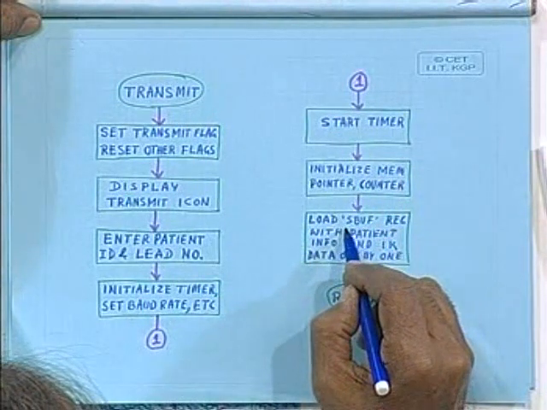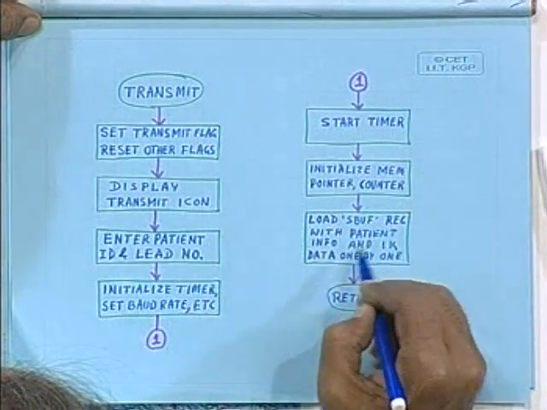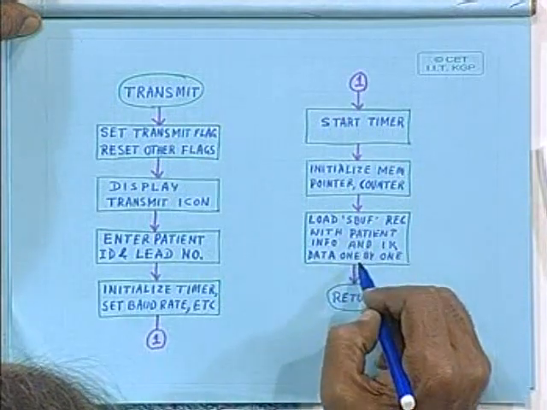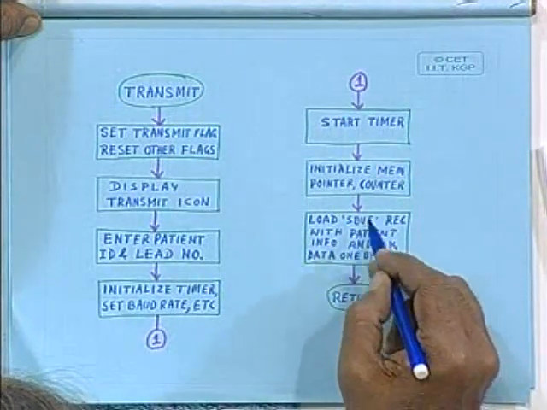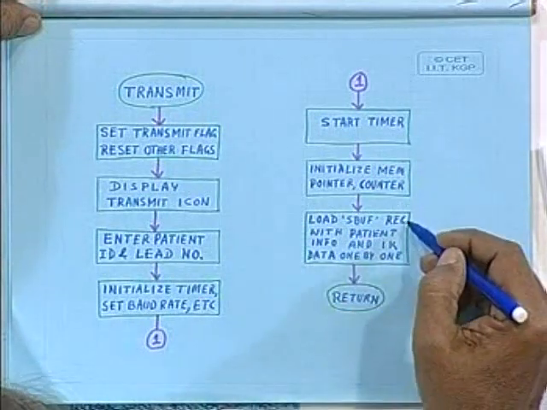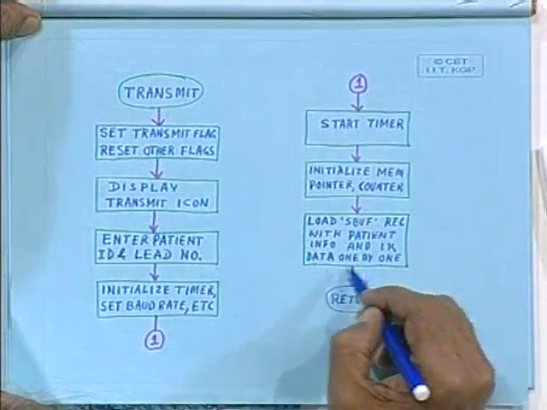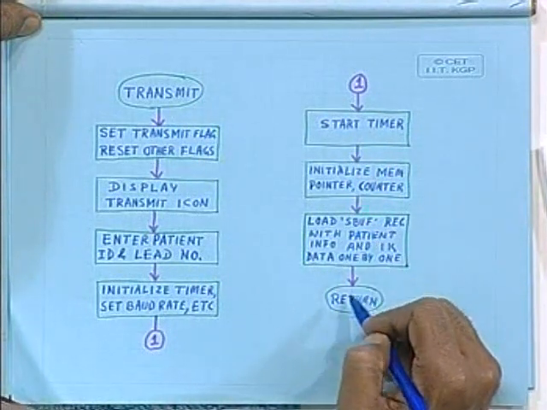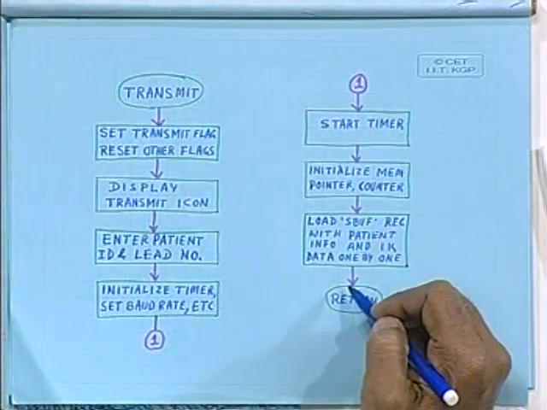Then it will load the S buffer register with patient information and 1 kilobyte of data. Here the data is sent one after the other through the serial port along with patient ID and various other patient information. Then after doing all these things, it returns back.